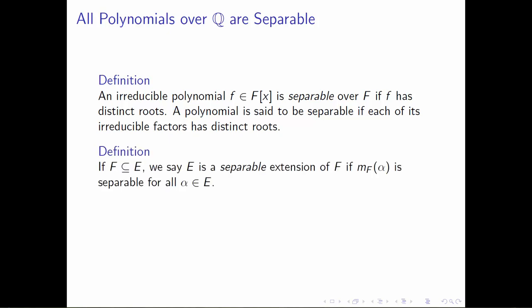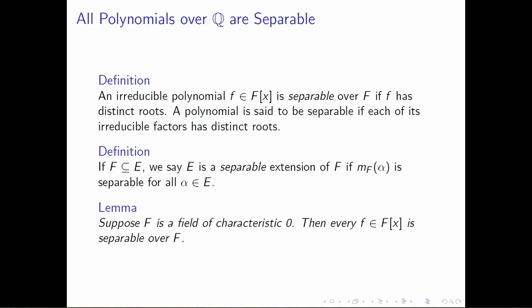Now, if F is contained in E and both F and E are fields, we will say that E is a separable extension of F if the minimal polynomial of alpha over F is separable for all alpha in the larger field E. Now, the thing that's nice for us is that we've made this definition of a separable polynomial, but we're really interested in the case where our field F is the rational numbers, and we have the following lemma: if F is a field of characteristic 0, then every polynomial in F adjoin x is separable over F. So it has distinct roots somewhere.